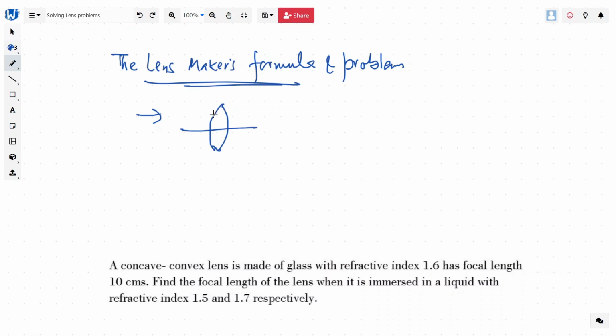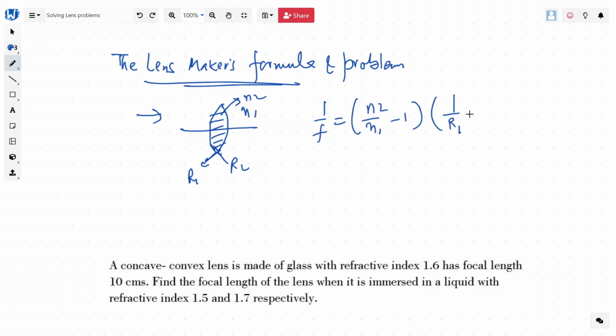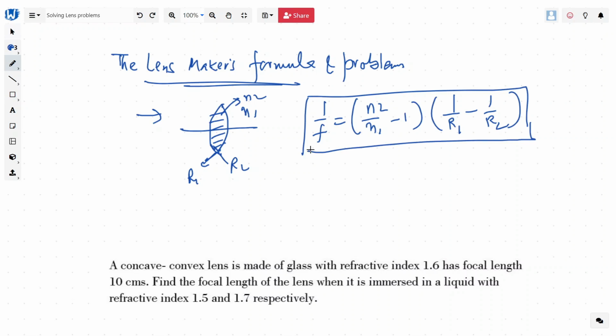So we have a lens which is a convex lens. The radii are R1 and R2 and it is immersed in a medium N1, and the refractive index of the lens is N2. And we know that the focal length for this lens is given by 1 by f is equal to (N2 by N1 minus 1) into (1 by R1 minus 1 by R2), and we just have to use the proper sign convention to get the focal length of this particular lens.